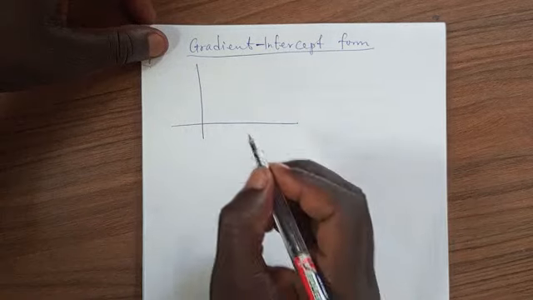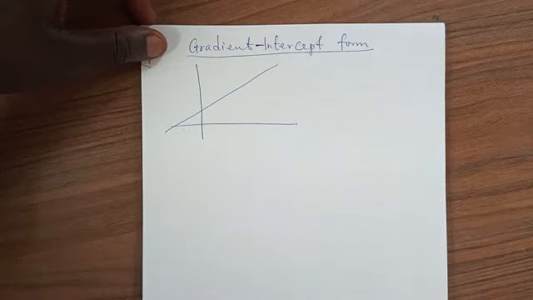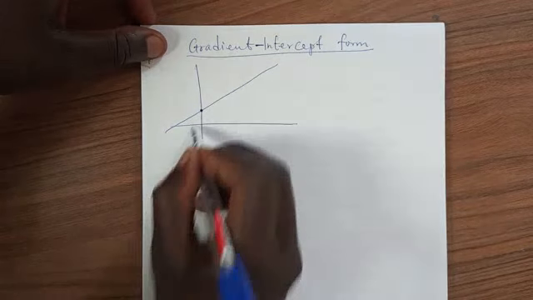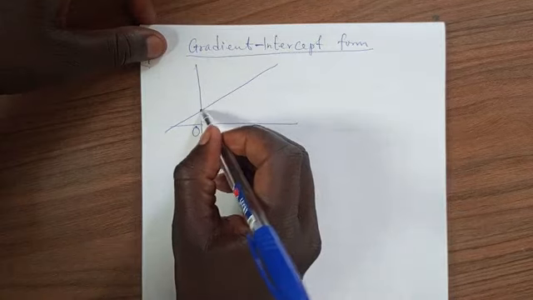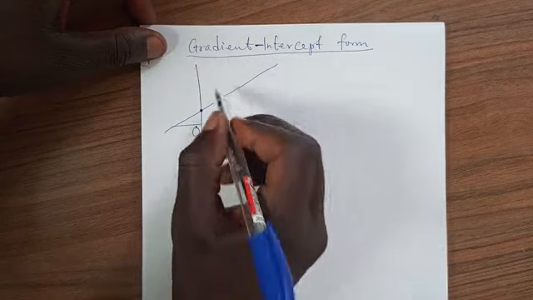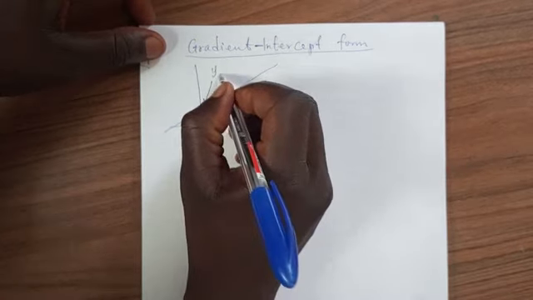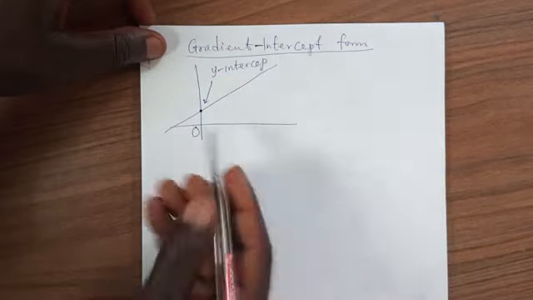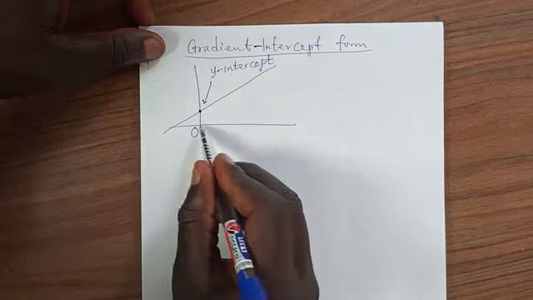So, if a line is drawn, then the point where it crosses the y-axis is called the y-intercept. So this point is called the y-intercept because it crosses the y-axis at x equal to 0.